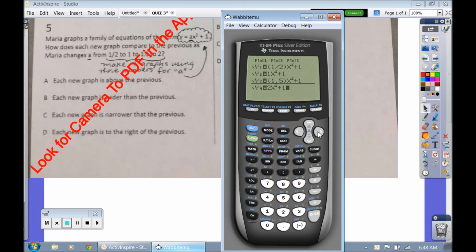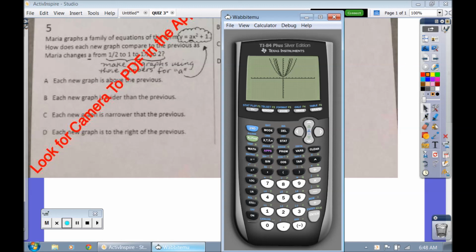And now let's graph. They're going to graph them in the order that we typed them in. So here's the first one. So what's happening? There's 1. What do you notice? What's happening to those parabolas? If you said narrower, you are correct.